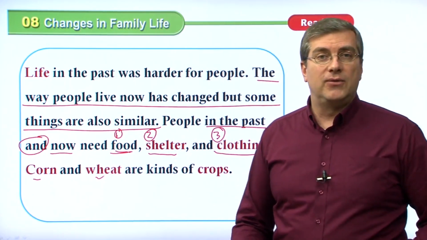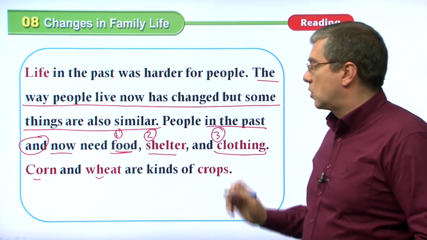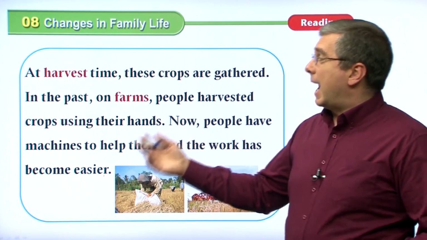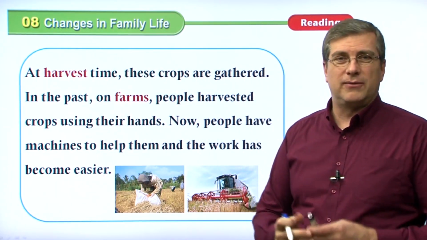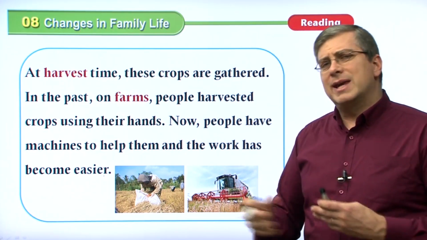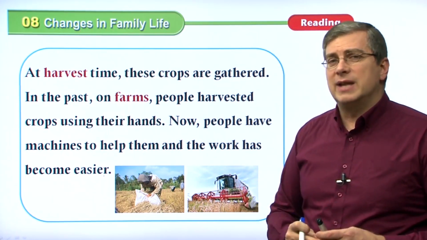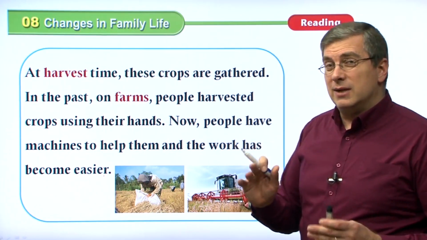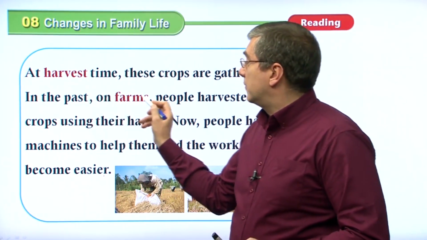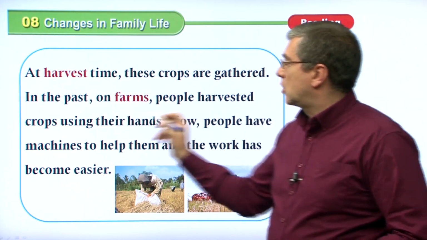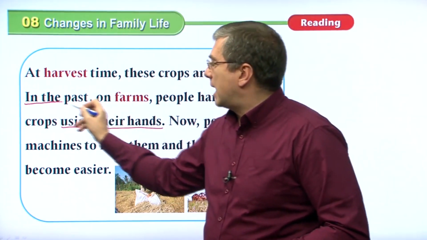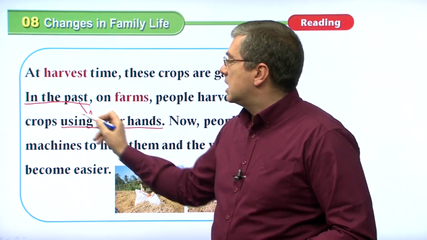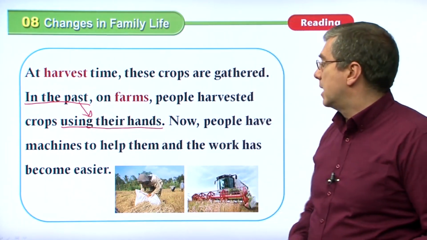That's talking about food. So corn and wheat are kinds of crops. At harvest time, these crops are gathered. Okay, so we're still talking about food. We're talking about how we gather these foods, right? That has stayed the same. But the difference is, in the past, on farms, people harvested crops using their hands. So in the past, people harvested using their hands.